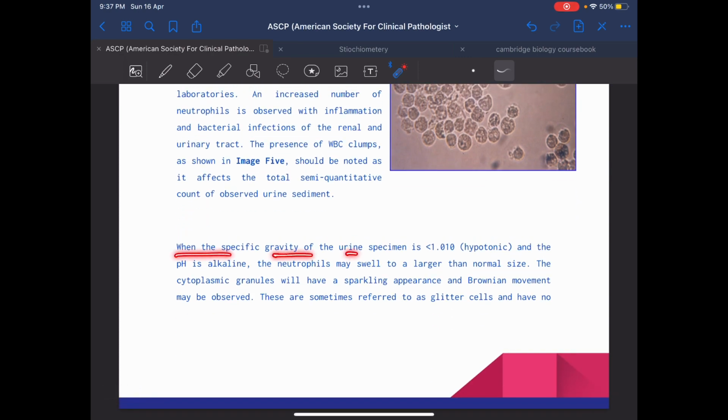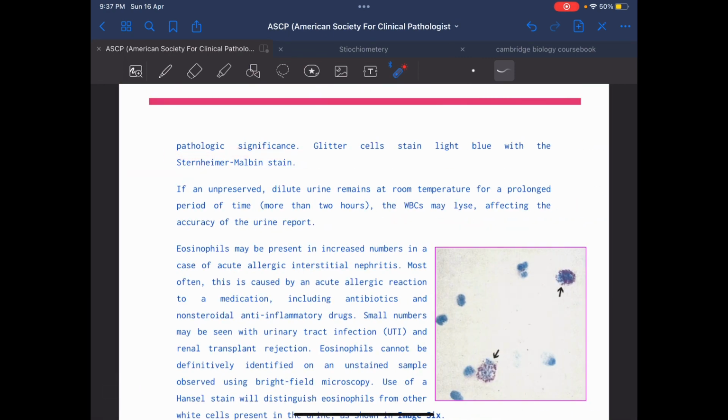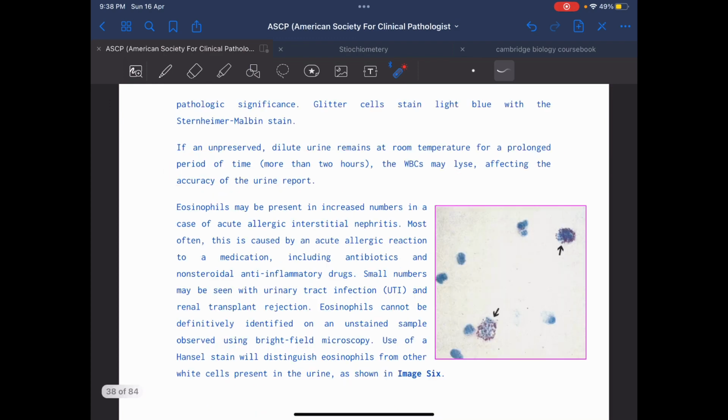When the specific gravity of urine is less than 1.01, this means hypotonic, and the pH is alkaline, as we mentioned before, the neutrophils may swell to a larger than normal size. The cytoplasmic granules will have a sparkling appearance and Brownian movement may be observed. These are sometimes referred to as glitter cells, but these cells have no pathologic significance. Glitter cells stain light blue with the Sternheimer-Malbin stain. You should not wait more than 2 hours at room temperature to check the urine sediment. Otherwise, the white blood cells may lyse, affecting the accuracy of the urine analysis.